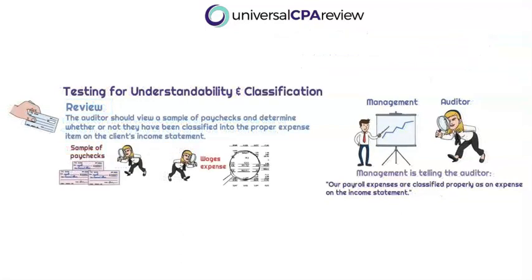And finally, understandability and classification. Okay, so we want to get a high-level overview to make sure that everything is understandable and classified properly. So the auditor is going to view a sample of paychecks and determine whether or not they've been classified into the proper expense items. All right, we want to make sure that everything is properly reported as an expense, not accidentally reported as a liability, or maybe forgotten altogether. Okay, so we want to make sure that everything is understandable, classified properly.